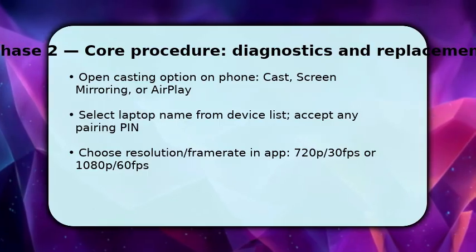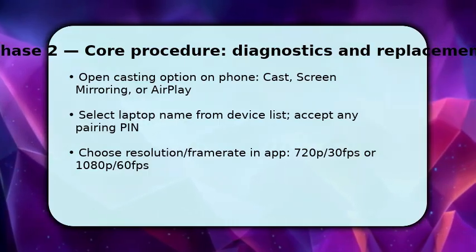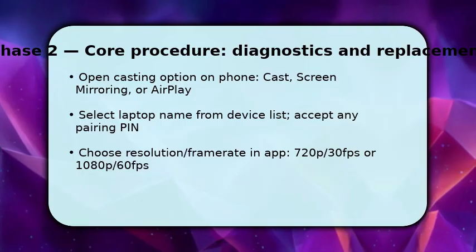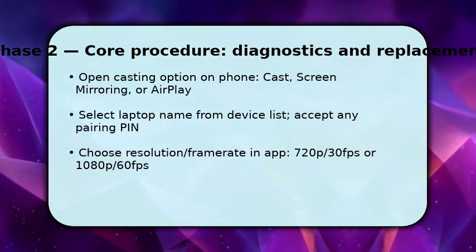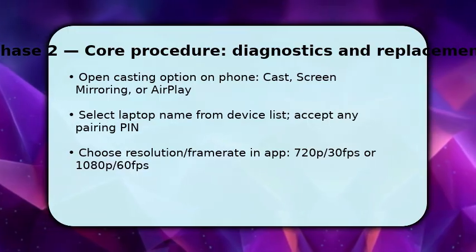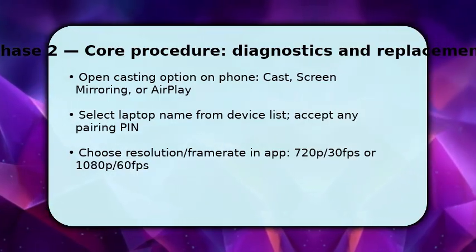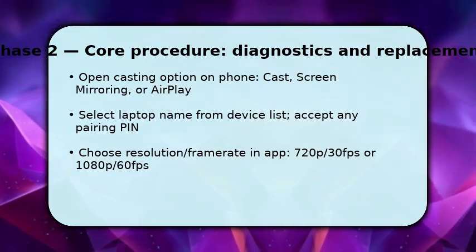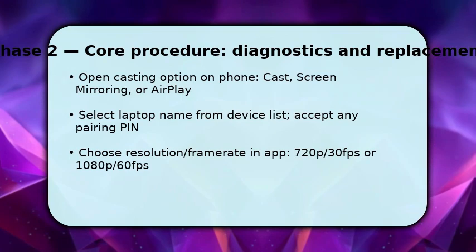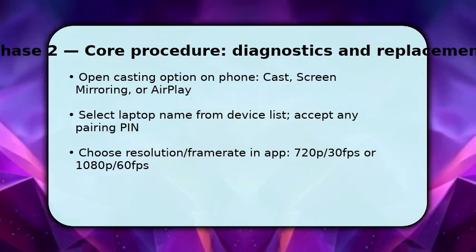Select 720p/30 fps for lower CPU or 1080p/60 fps for crisp motion, because your capture quality impacts file size and editing. Once connected, verify orientation and audio routing. Adjust phone display timeout and lock rotation so the recorded feed stays stable throughout your screencast.